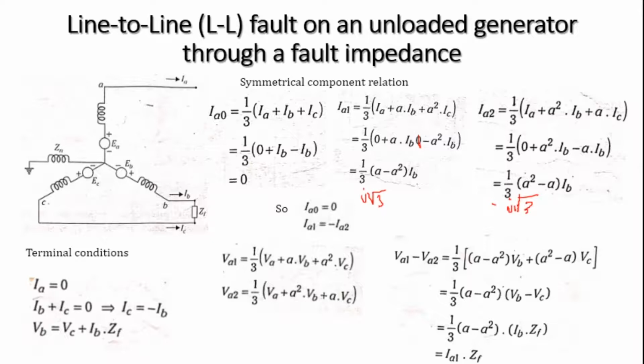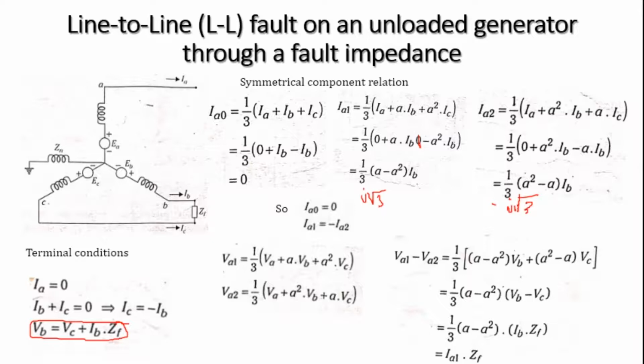Okay, so from this equation, VB is equal to VC plus IB into ZF. So what will happen? VB minus VC is equal to IB into ZF. Substitute that VB minus VC is equal to IB into ZF. So this can be written as 1 by 3 times A minus A square IB. Okay, so this is nothing but we can write A minus A square into IB.